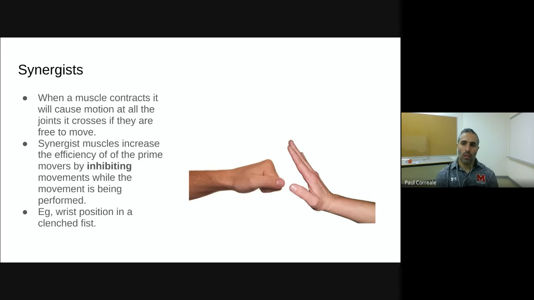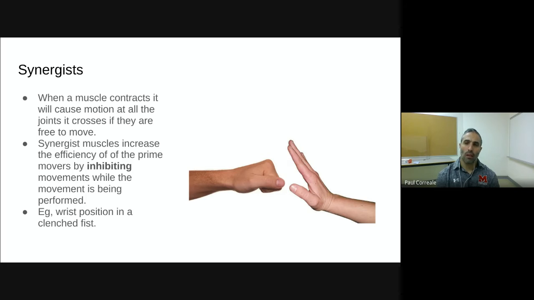When we saw this in the very first slide, this idea of synergist, it says here that when a muscle contracts, it will cause motion at all the joints it crosses if they are free to move. So if I want to pitch a baseball or throw a football, I want a nice, fluid motion through the stages of the throw and an eventual follow through. The contractions fire in a coordinated effort to allow for maximal velocity to be applied to the football or the baseball or whatever it is.